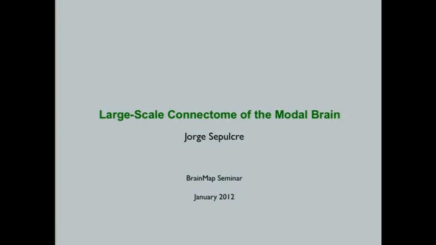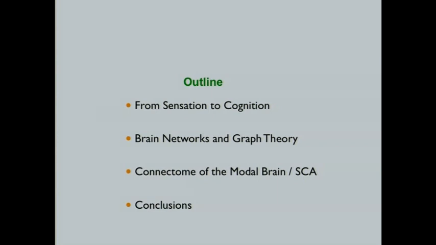I'm going to talk about the large-scale connectome of the model brain, and broadly speaking, about the connectivity patterns of the three major sensory cortices in the brain of humans: visual, auditory, and somatosensory cortex. The talk consists of four parts. The first one, I'll be introducing a little bit the topic of this research. In the second one, I'll be presenting some general concepts about brain networks and graph theory in neuroimaging. In the third part, I'll be showing the main results of the study. And finally, I will end up with some conclusions.